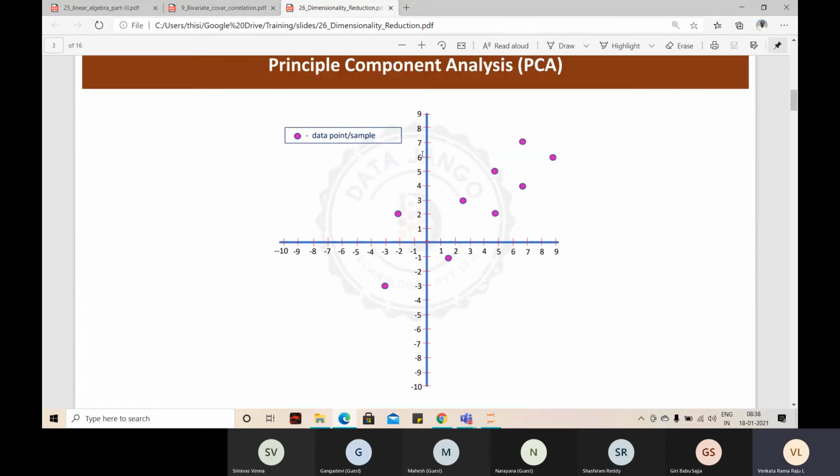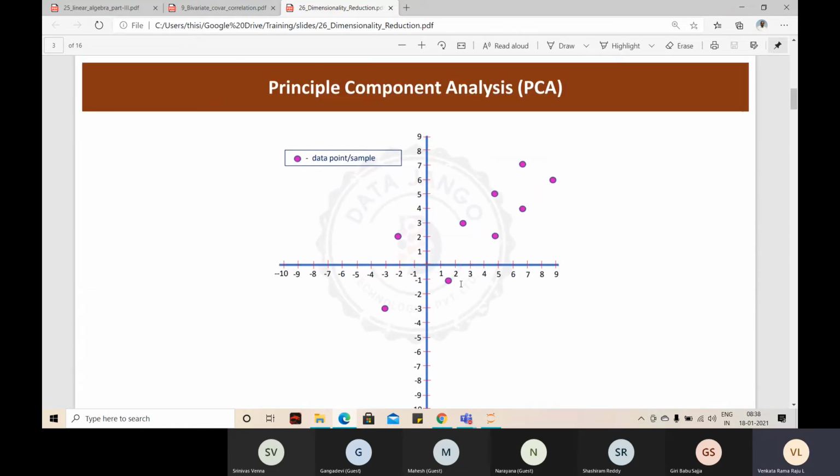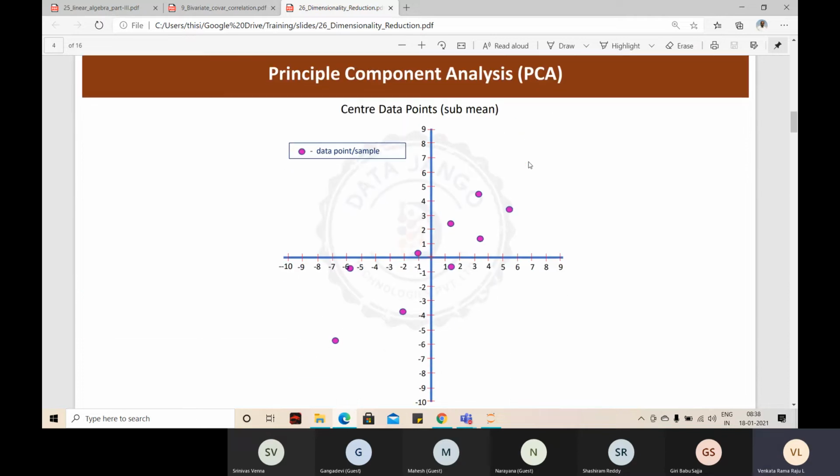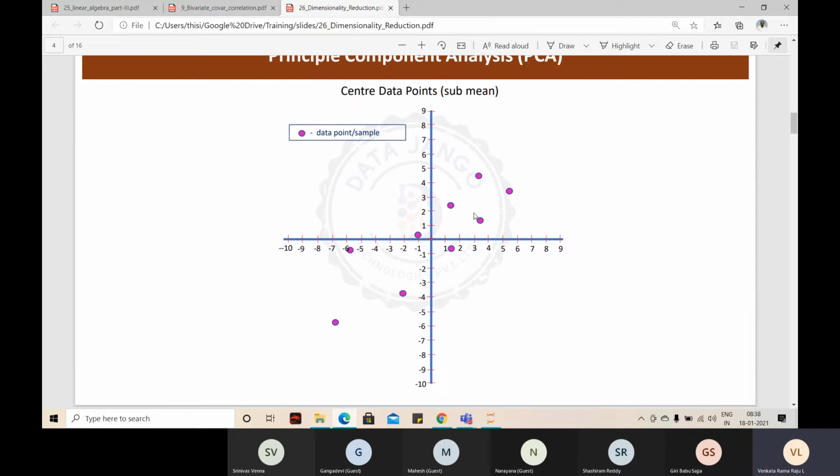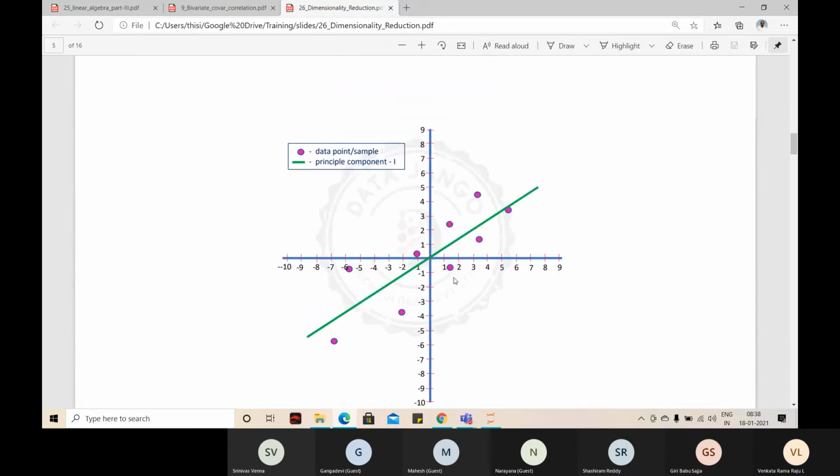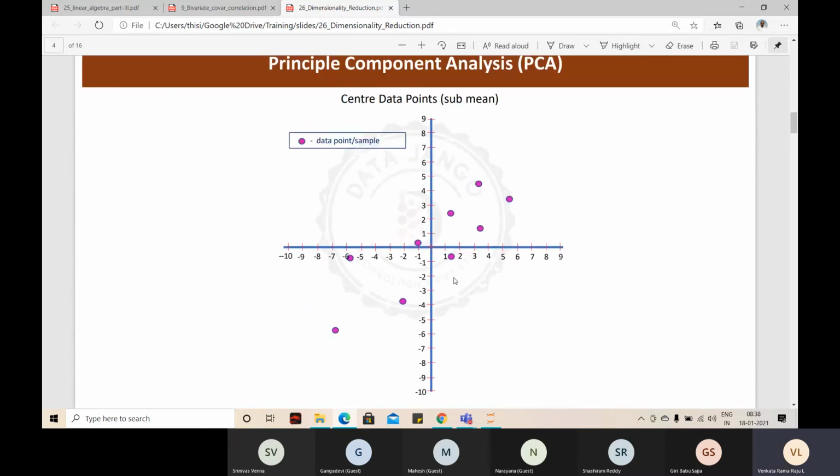Then it centers the data. You take this data set, you see the dots are a little up. I centered the data and they came a little down. What is centering? It takes the mean of the first column and the mean of the second column and subtracts it from each of the columns. Did you get it? That is centering data.